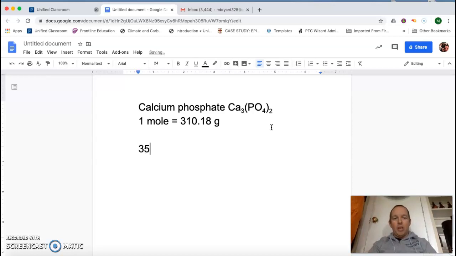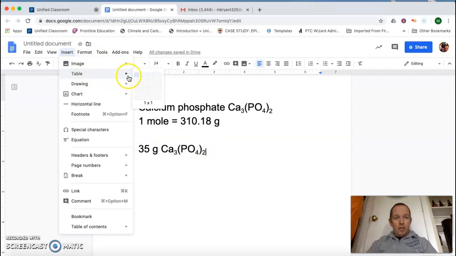To walk through a sample calculation, let's say we had 35 grams of calcium phosphate, and we wanted to know how many moles that was. This is a calculation that you're actually going to need to do on the quiz. I'm going to go ahead and create a little table here.